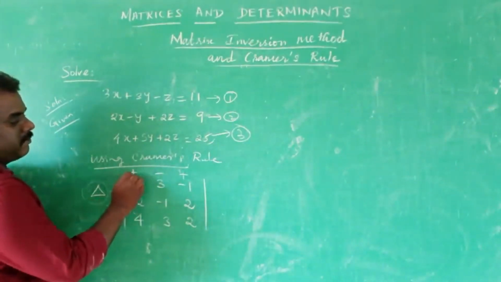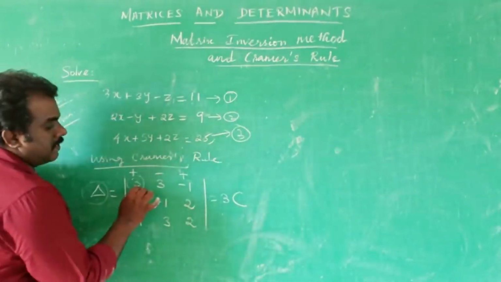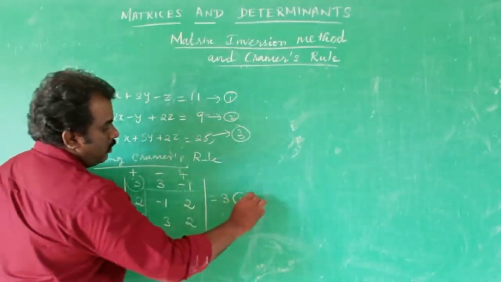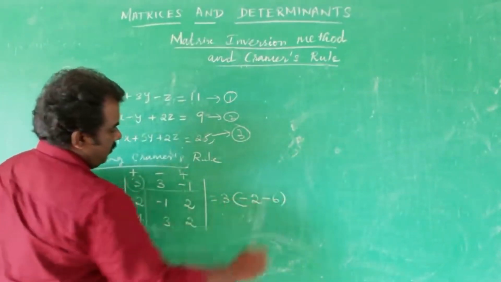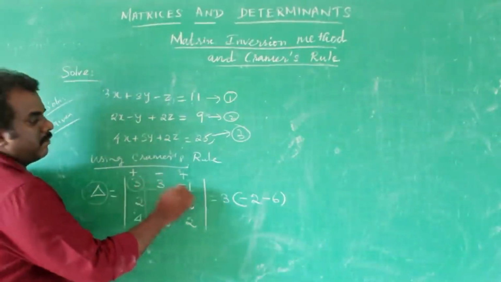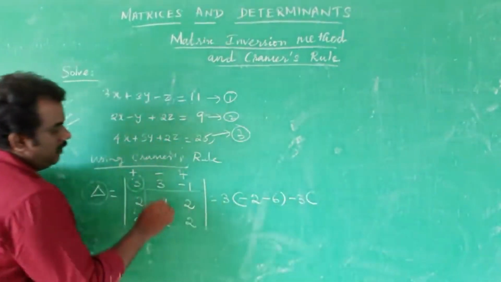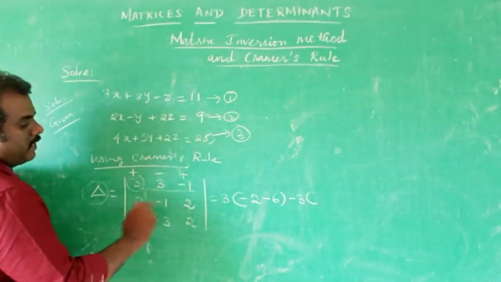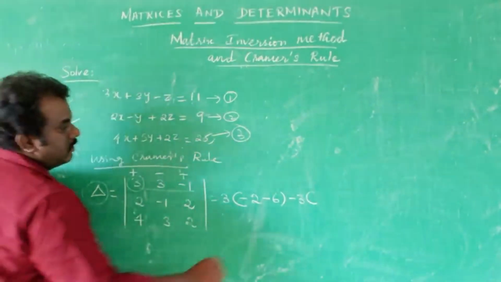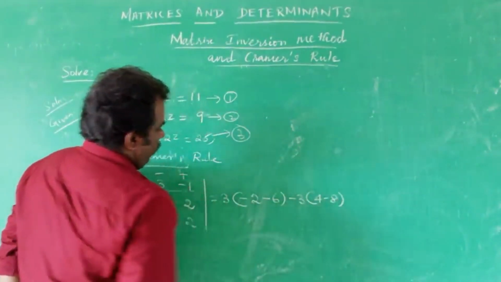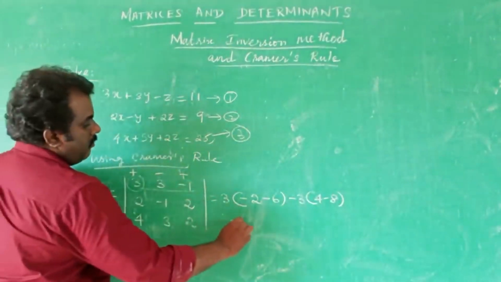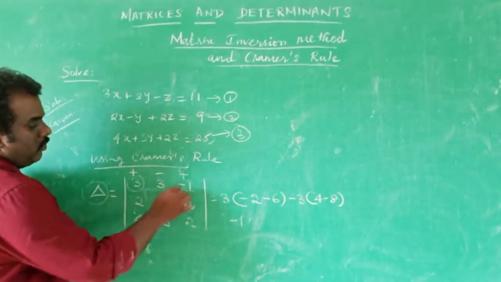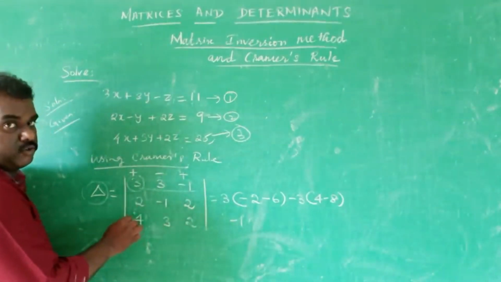Fix the element 3 with the positive symbol, leave this row and this column, and take the determinant of the 2 by 2 matrix, that is -2 - 6. Next, fix the element 3 with the symbol minus, that is -3. Leave this row and this column, and take the determinant of the remaining 2 by 2 matrix, 2 times 4, minus 8. Next, fix the element -1 with the symbol plus, leave this row and this column, and take the determinant of the remaining 2 by 2 matrix.